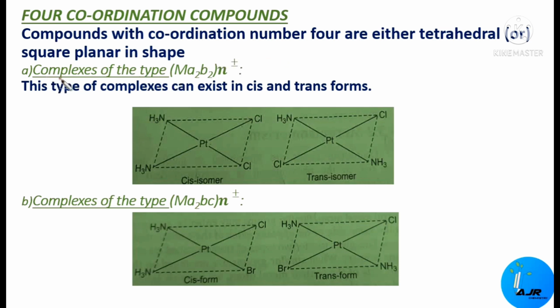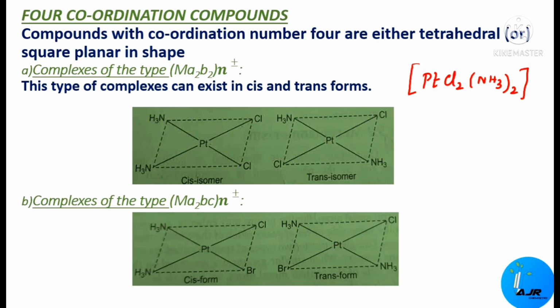The first one is the complexes of the type MA2B2, where M represents the central metal atom, A represents a ligand and B also represents a ligand. I have taken an example. Let me write the example: Pt, platinum, with chlorido and NH3, the ammine group. So this is the compound.